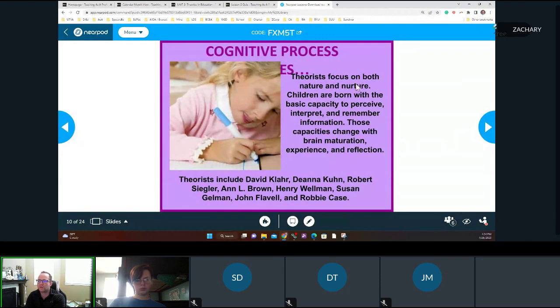Cognitive processes, the theorists focus on nature and nurture. Children are born with the basic capacity to perceive, interpret, and remember information. Those capacities change with brain maturation, experience, and reflection, okay? And so this is just a brief overview of some of these ones. The biggest one in here, I believe, is Robert Siegler. I've heard of him before. Henry Wellman.